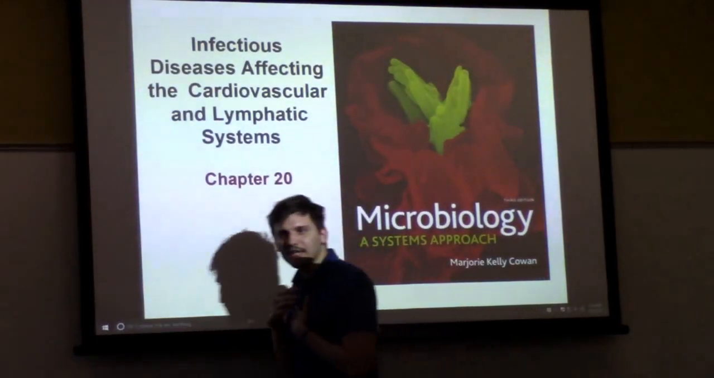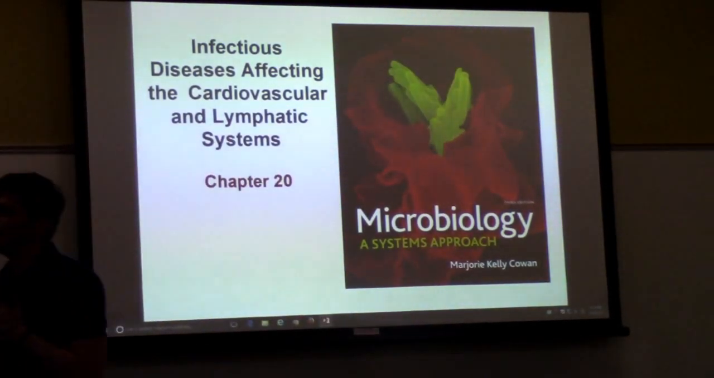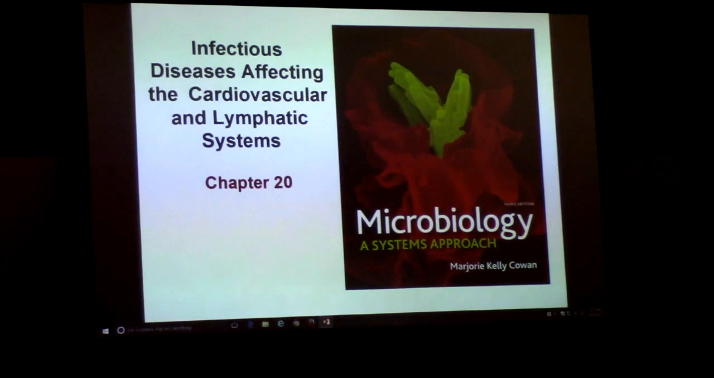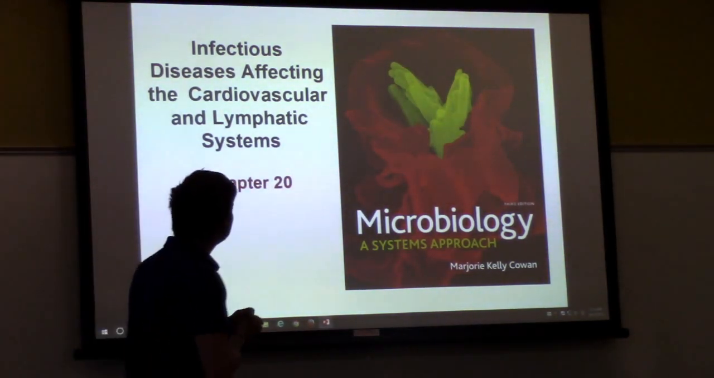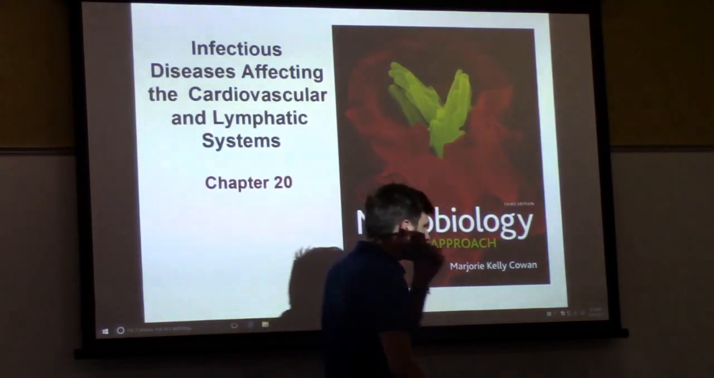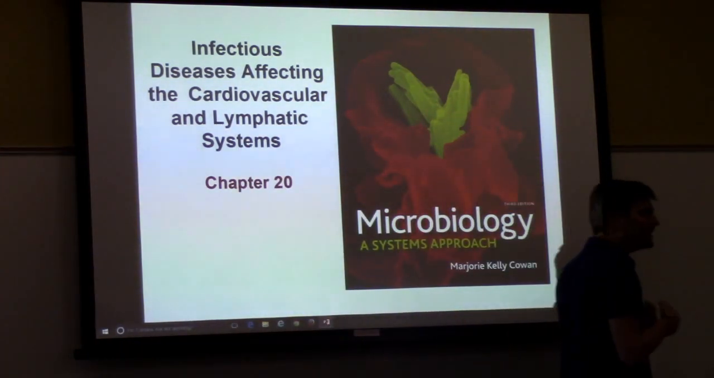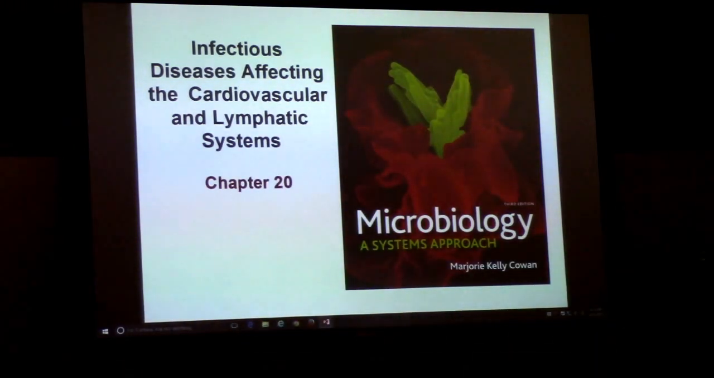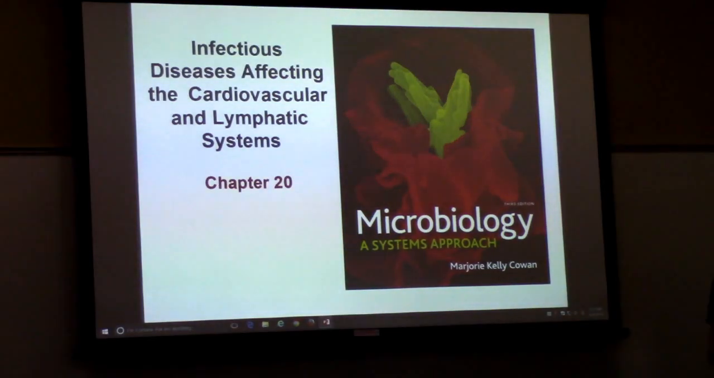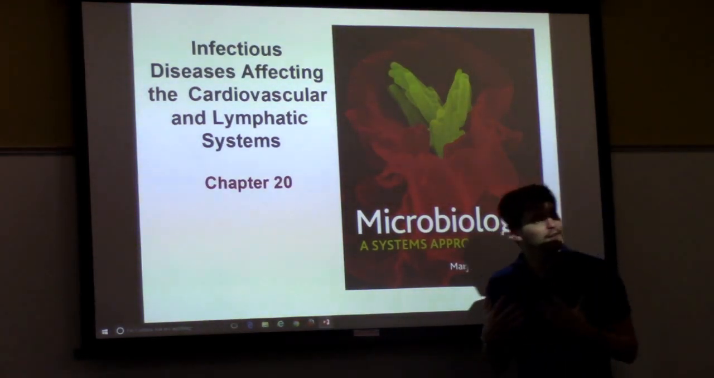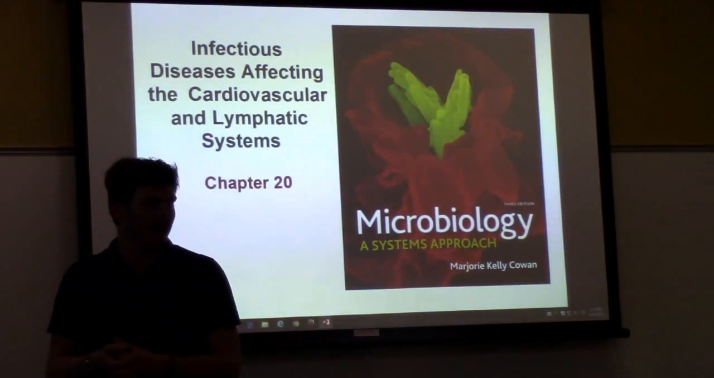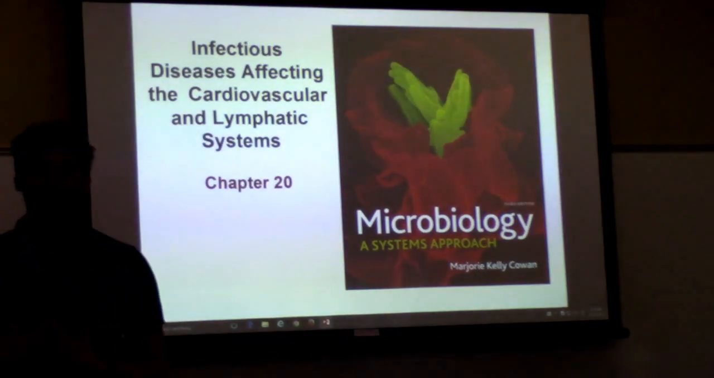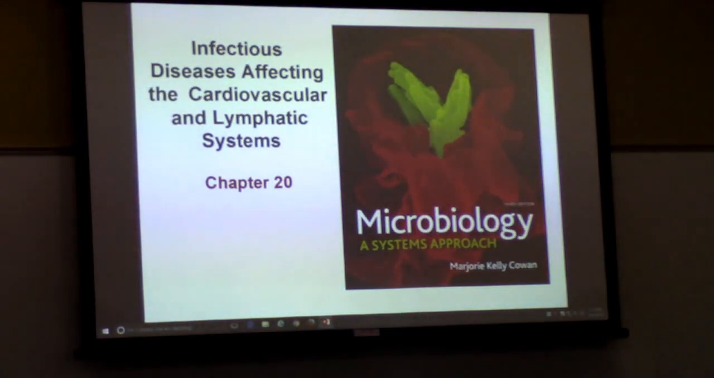Chapter 20 deals with infections that target the cardiovascular and lymphatic systems. The problem with an infection in either of these systems is that it can easily hitch a ride throughout them and get all over the body. We often consider these systemic, which means they can become system-wide relatively quickly, and that ultimately means they're often relatively serious infections.